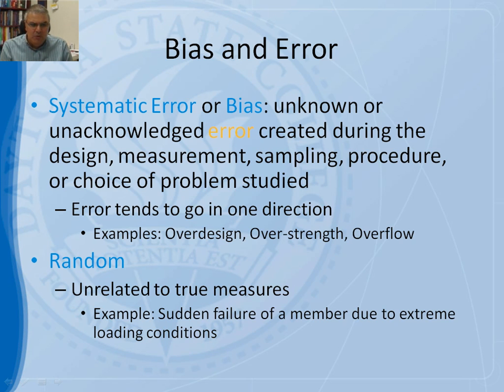And it's important to realize that there are cases in which the error or bias could be random. For example, sudden failure of a member due to extreme loading conditions could be an example. That doesn't occur in a systematic way, but just occurs at random for whatever reason. Again, we're not going to talk about the reason now. I'm going to get into the reasons shortly.